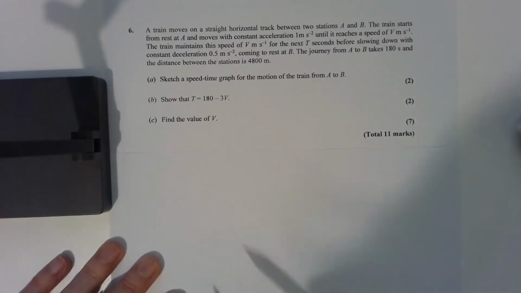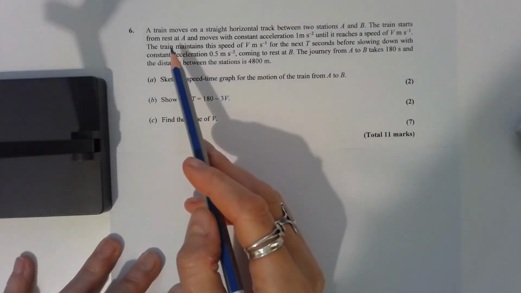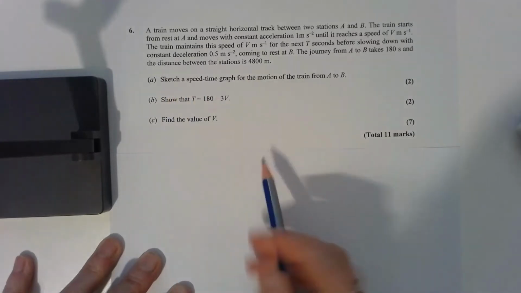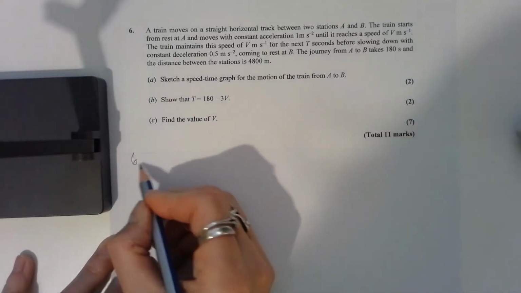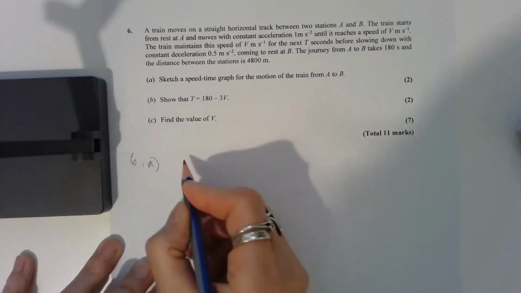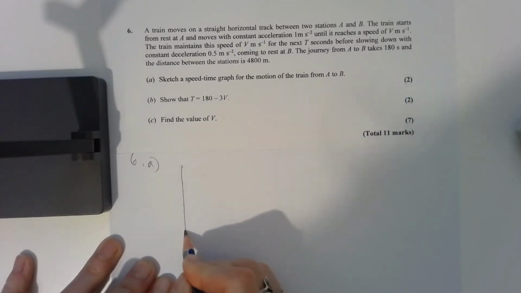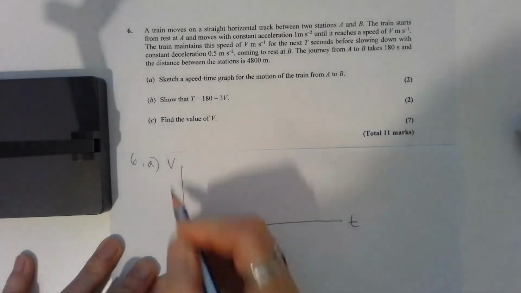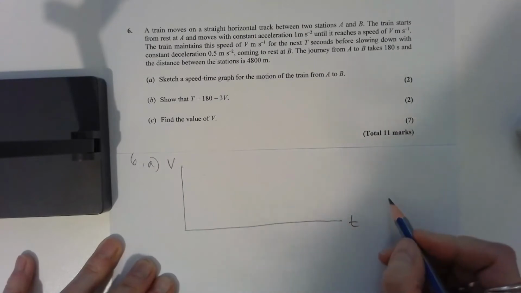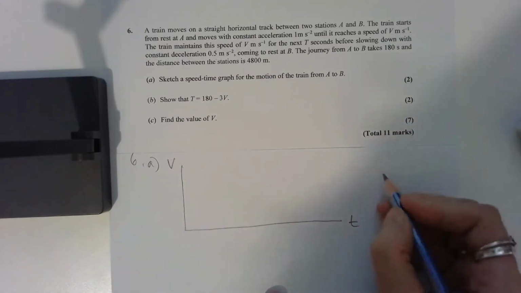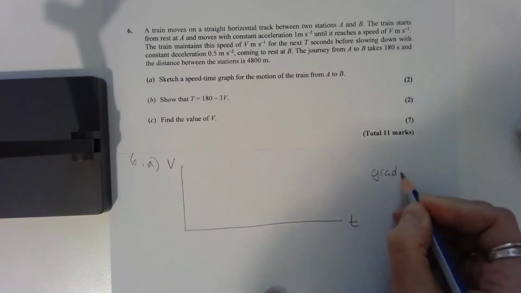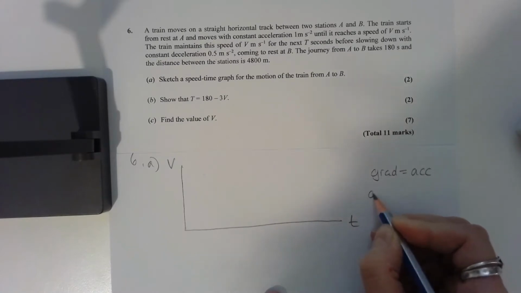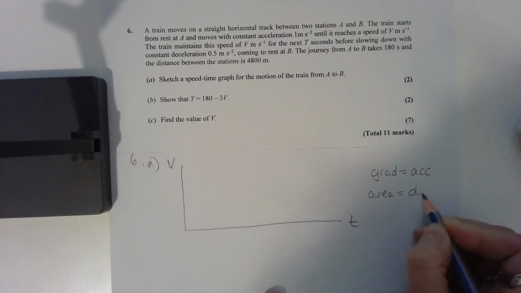Question 6. I can see that this is describing a journey of a train, and I'm asked to draw a speed time graph. So I'll set that up first. Time always goes on the horizontal axis, and on this kind of graph, the gradient of the line is equal to the acceleration, and the area under the graph is equal to the distance travelled.